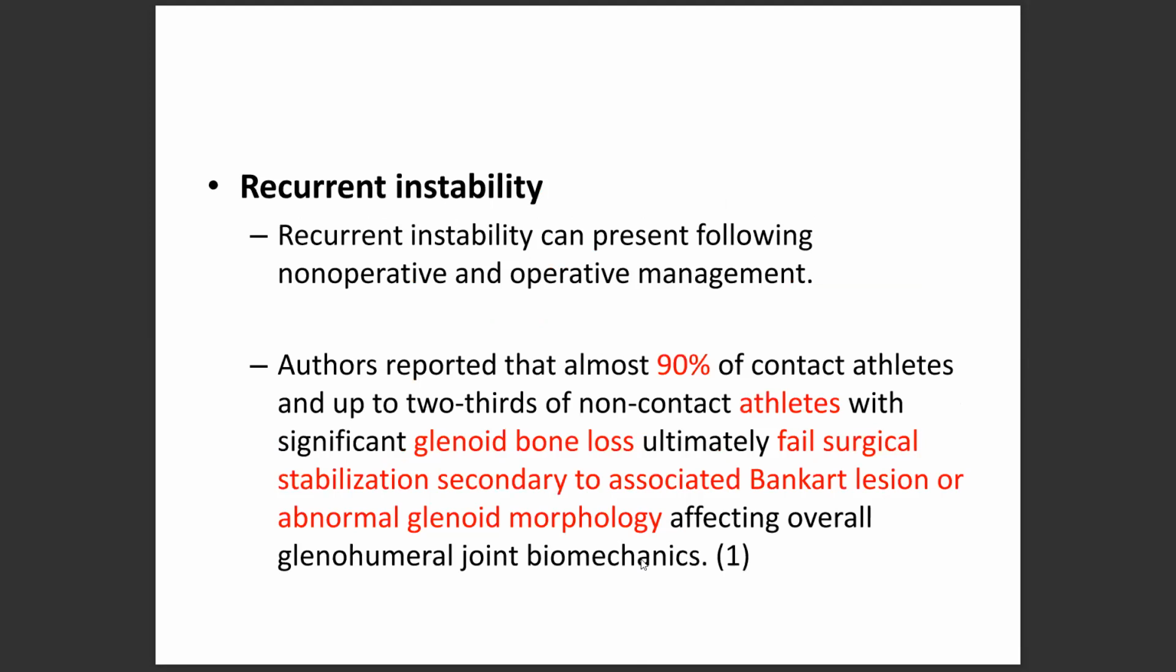Another implication is recurrent instability. Recurrent instability can be present following non-operative and operative management. In a study, authors reported that almost 90% of contact athletes and up to two-thirds of non-contact athletes with significant glenoid bone loss ultimately fail surgical stabilization, secondary to associated Bankart lesions or abnormal glenoid morphology, affecting overall glenohumeral biomechanics.